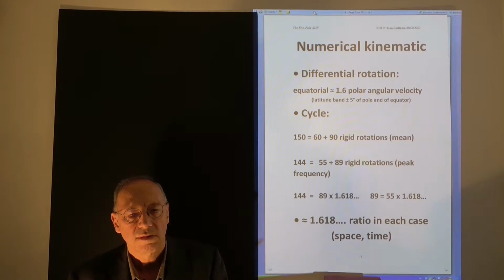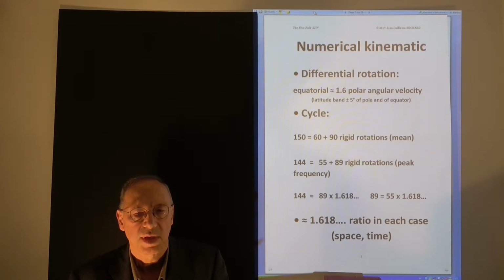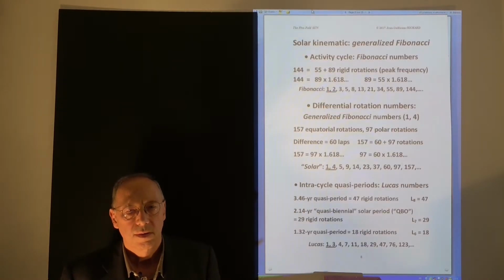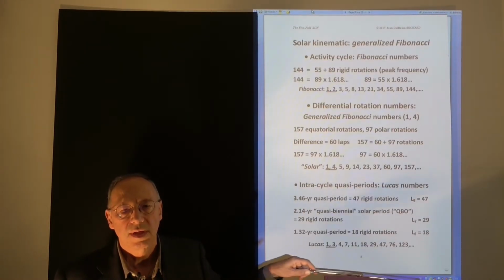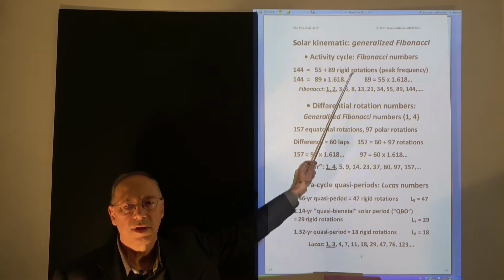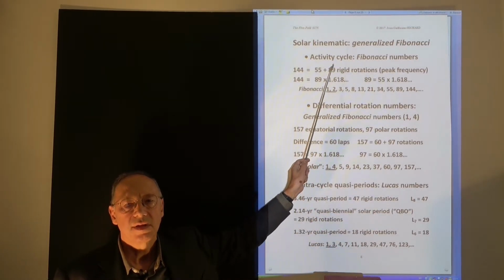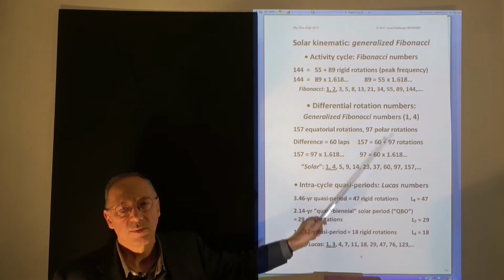As you can see, 144 is 89 multiplied by 1.6, etc. And again, 89 is 55 multiplied by the same factor. In space, for the differential rotation from equator to pole, and over time, a ratio of about 1.618 is found in each case. The solar kinematic in time can be expressed in generalized Fibonacci numbers. The activity cycle length can be expressed as Fibonacci numbers.